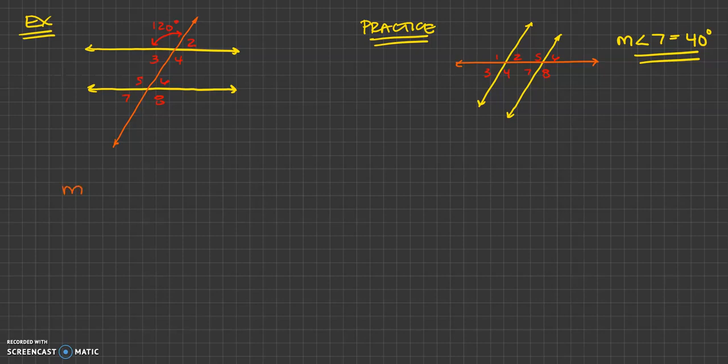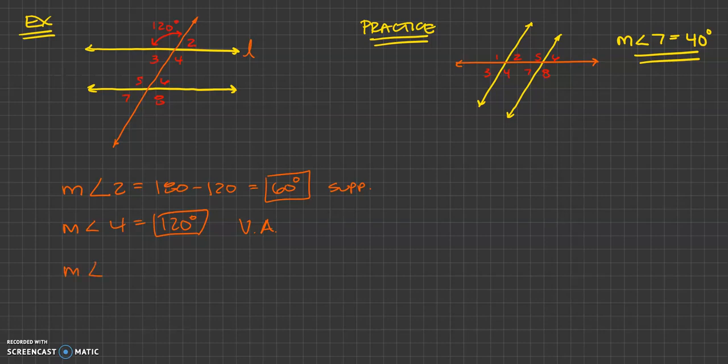That means I could say that the measure, that's what the M means, of angle 2 is equal to 180 minus 120, or 60 degrees. Now, I know it's a straight line. If this is line L, that's a straight line. And angle 1 and angle 2 are supplementary. So that would be my justification. Let's see, the measure of angle 4 would be 120 degrees. Why? Vertical angles. I'll just leave it as VA. Vertical angles are congruent. What about the measure of angle 5?